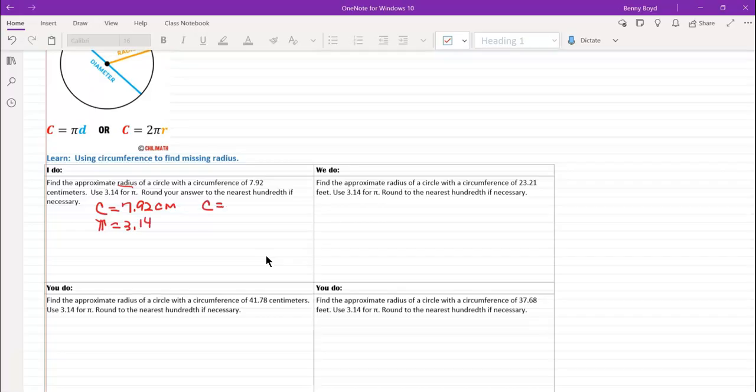So the circumference equals 2 times pi times the radius. We'll substitute our values for circumference and pi. So C is 7.92, pi is 3.14, and we'll leave R alone because that's what we're solving for. Let's go ahead and simplify 2 times 3.14. 7.92 equals 6.28 R. Now to get R all by itself, we'll divide by 6.28.